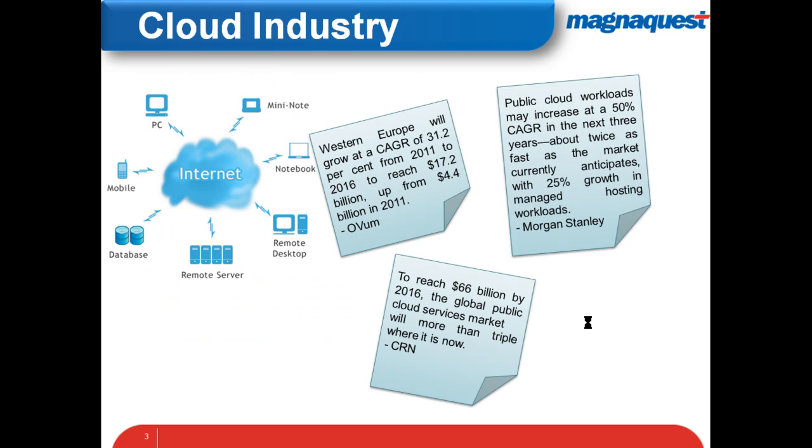This slide talks about the cloud industry and its dynamics. It is estimated that the global public cloud services market will reach USD 66 billion by 2016, which means in the next 4 or 5 years, the market will triple itself. Western Europe will grow at a CAGR of 31.2% from 2011 to 2016, is what IBM predicts. And public cloud workloads may increase at a 50% CAGR in the next 3 years. This is an observation made by Morgan Stanley. So in a nutshell, the cloud model has been a fantastic success and it will continue to grow in the years to come.